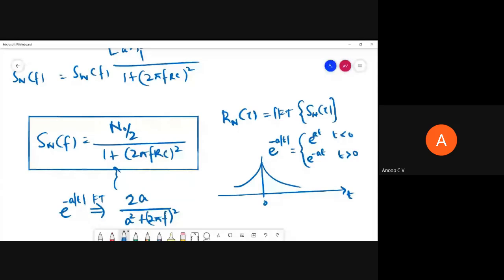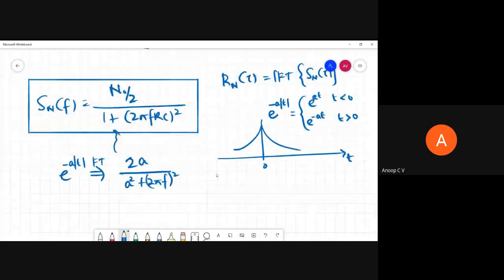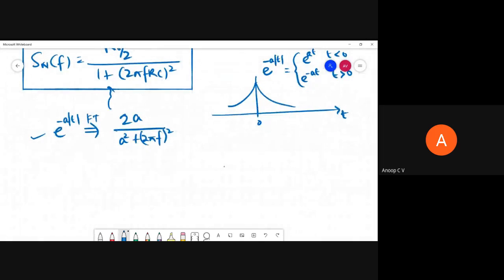To get a 2 pi f here, we should take this RC square common out. Then we'll get a 2 pi f. So if you take RC square common out and find its Fourier transform by comparing it with this standard result, what we will get is, I'll write it down, Rn of tau is equal to n naught by 4RC, then exponential of minus mod of tau divided by RC.